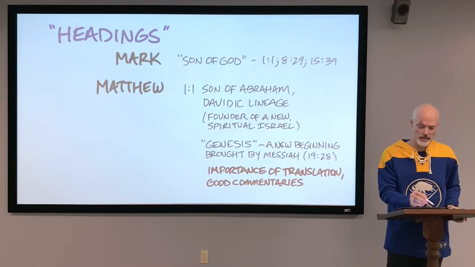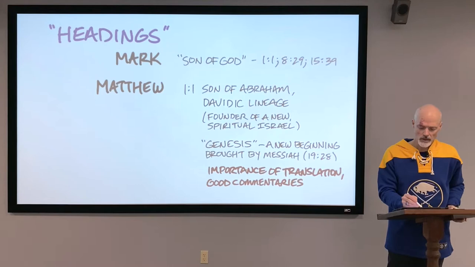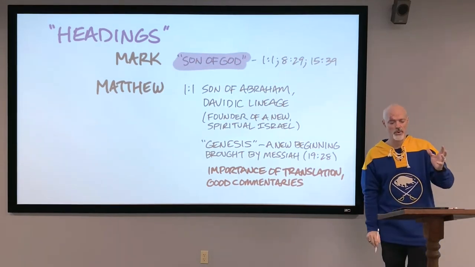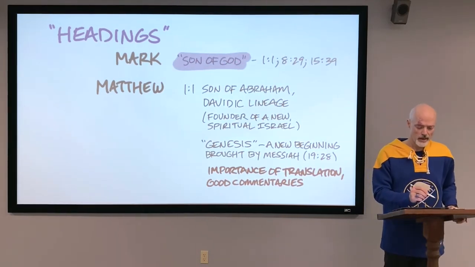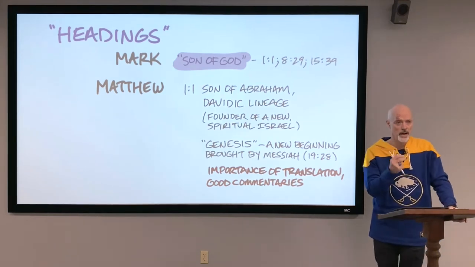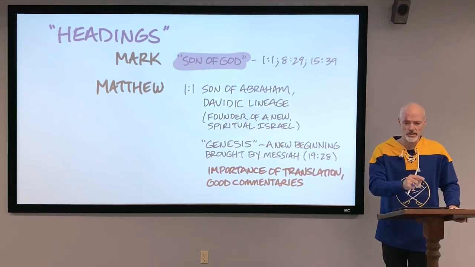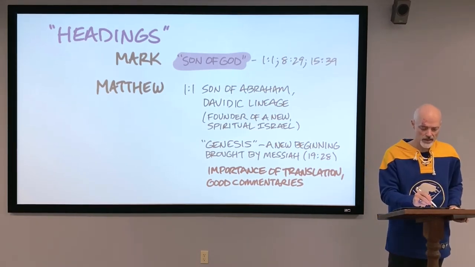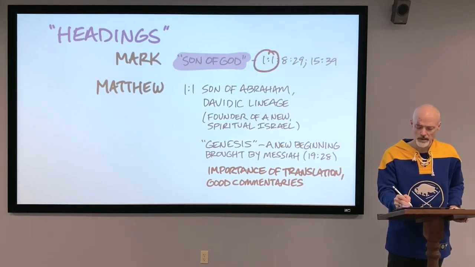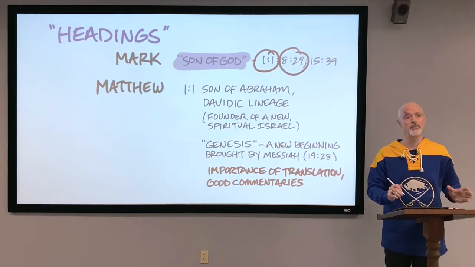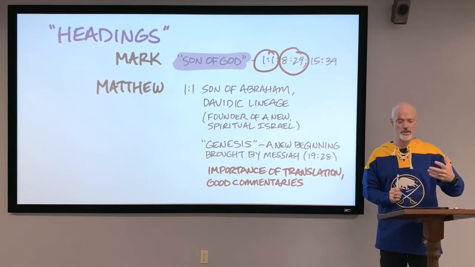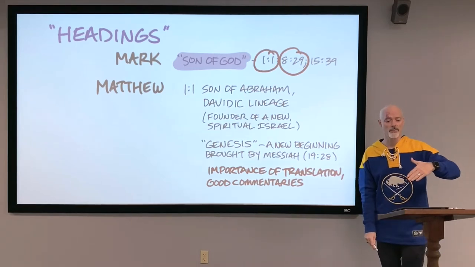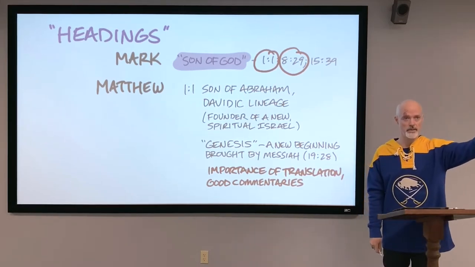So we said at the beginning of Mark, you see that right off the bat in chapter 1, verse 1, he says, I'm writing to you about the gospel, and the gospel is about Jesus the Christ, the Son of God. That Son of God motif becomes very important in his gospel. It's right there in verse 1, but then in the middle of his gospel, Peter makes confession of the identity of Christ.